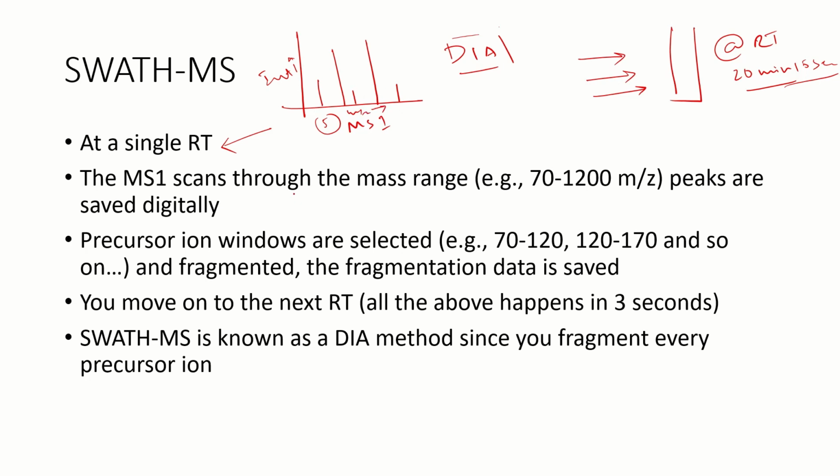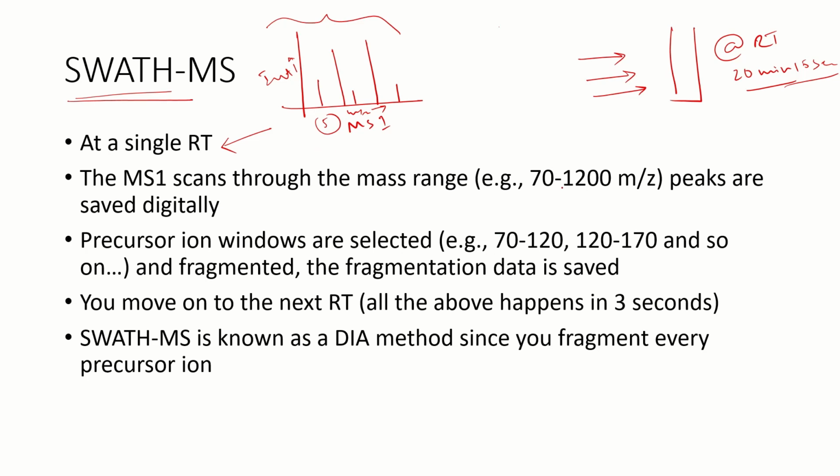Again, this is the intensity and this is the m/z. Now what happens is, first of all, we do an MS1 level scan. So we get this data, and we store this data. After that, this is the specific thing about SWATH-MS, it starts selecting windows. By windows, what I mean is it will select an m/z range.